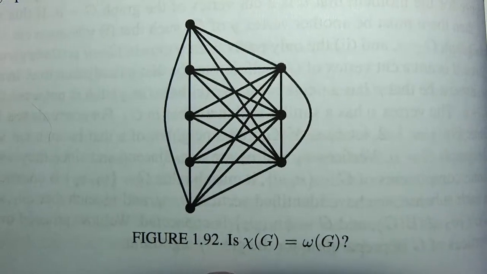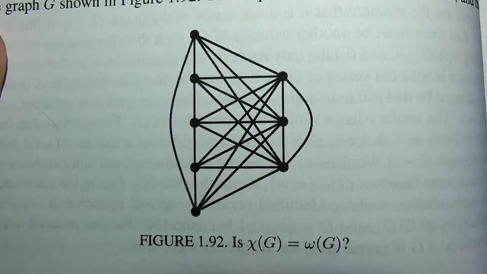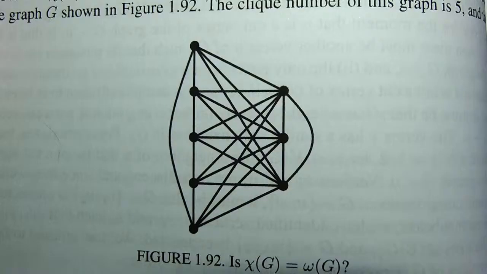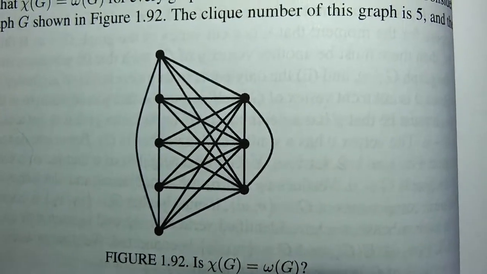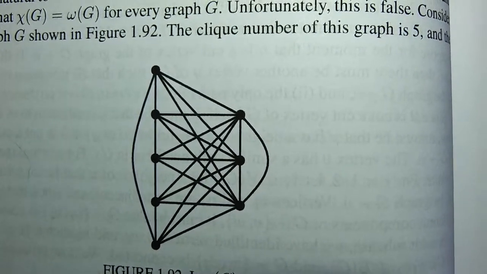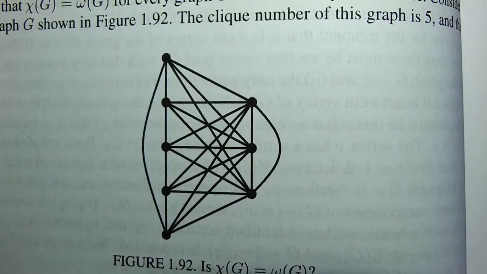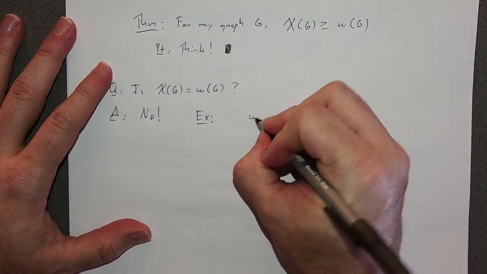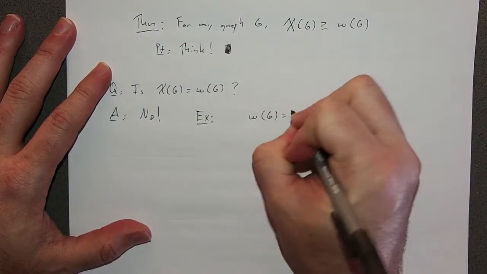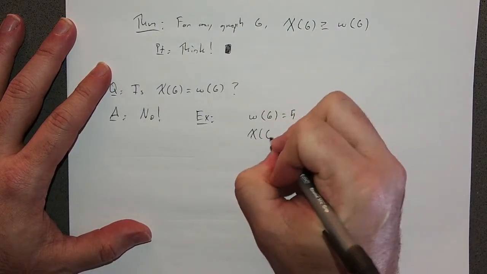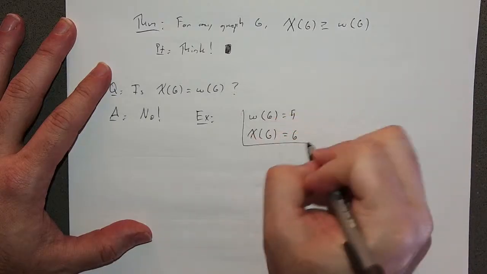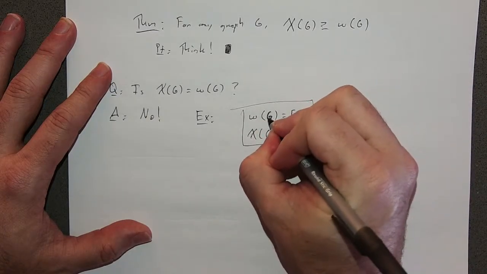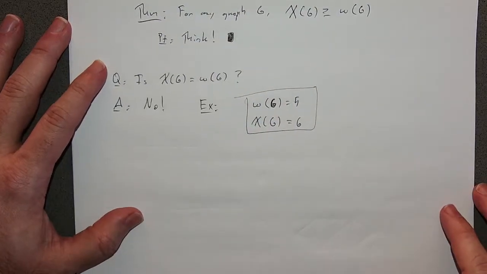The question: is the chromatic number equal to the clique number? The answer is no, because the clique number for this graph is 5, but the chromatic number is 6. Okay. So for that example, the clique number is 5, but the chromatic number is 6. My 5 looked like a 6 there. Okay.